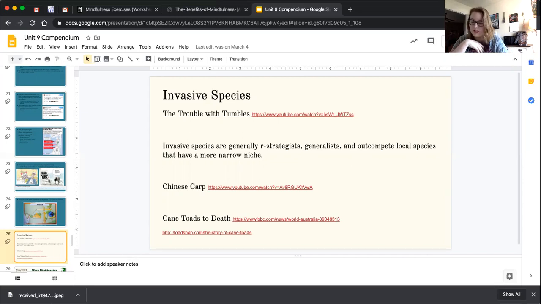There's a nursery rhyme. There was an old woman who swallowed a fly. I don't know why she swallowed the fly. I guess she'll die. And then she swallows a mouse to catch the fly. And then she swallows a cat to catch the mouse. And then she swallows a dog to catch the cat. And it's a thing, right? So cane toads, that's what happened. And they're poisonous, so none of the local species can eat them. And you should watch that. I think it's funny.